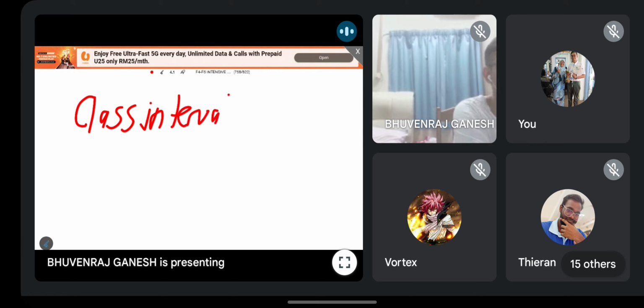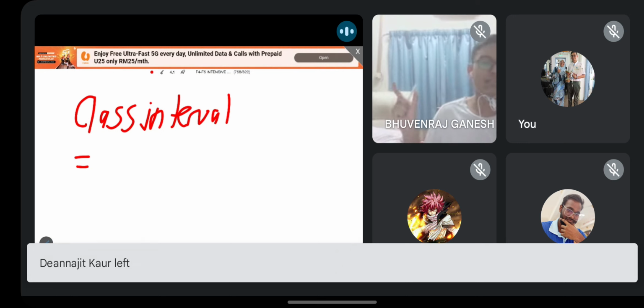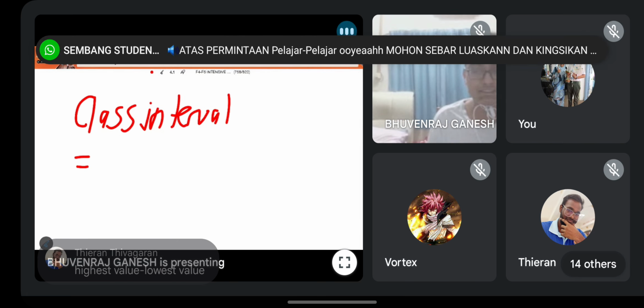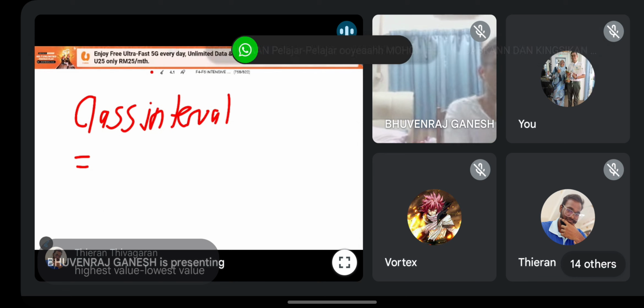Okay guys, how do we count size class? Can anyone tell me? Apa rumus dia? How to count the size of class interval? Nak tahu size class tu, macam mana? Can anyone remember the formula? Yes? Continue? Not finished yet?